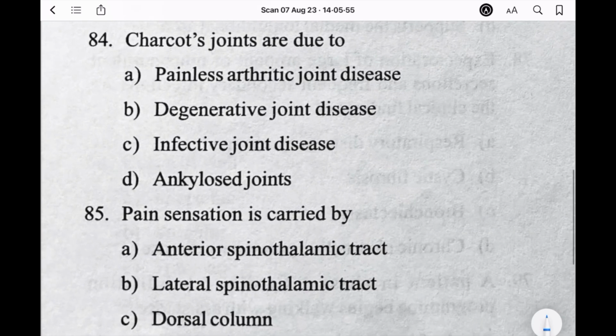Question number 84, Charcot's joints are due to. So options are painless arthritic joint disease, degenerative joint disease, infective joint disease, and D, ankylosed joints. So correct answer is painless arthritic joint disease.